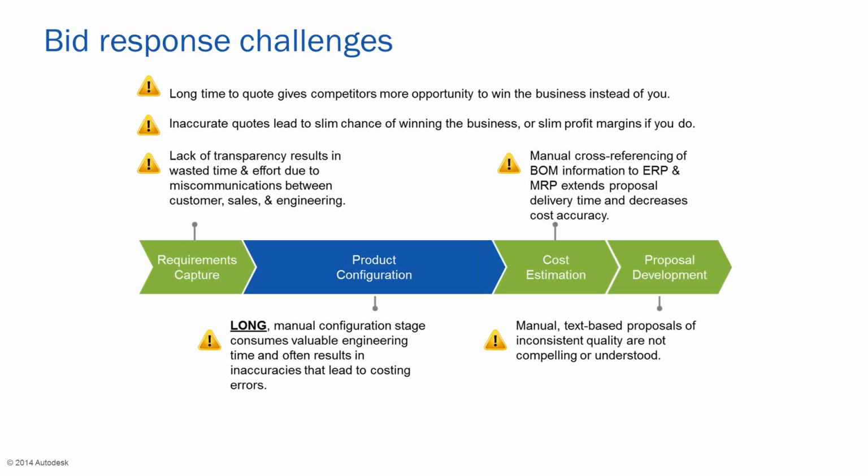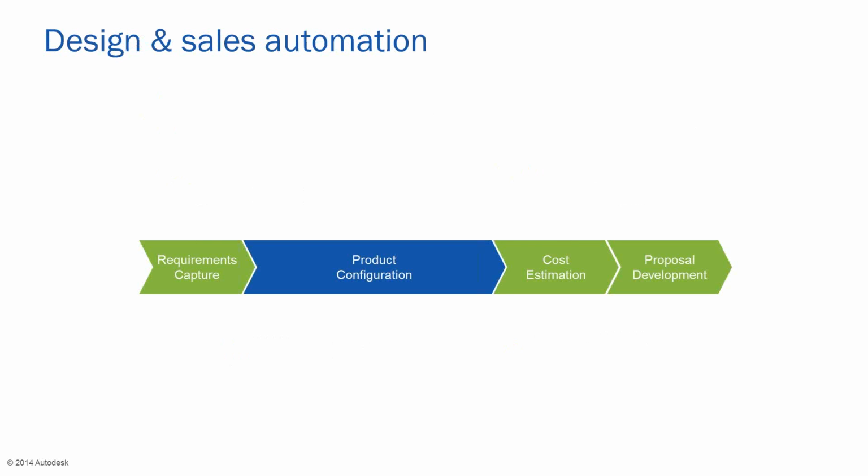With the product configuration, that can be a long lead time because sales guys need to get in contact with designers and so on. There can be delays there. There can be miscommunications. Cost estimations, again, there's a risk of quoting inaccurately. And then finally, the proposal development. You can't actually put an accurate general assembly drawing into your proposal because it's not created, because it takes too long to generate it.